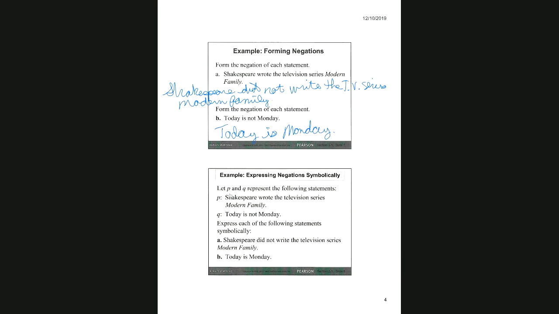Let P and Q represent the following statements. P: Shakespeare wrote the television series Modern Family. For Q, today is not Monday. So now we're going to express symbolically with the P's and the Q's. So Shakespeare did not write the television series Modern Family. That will be notated as a squiggly line P. Today is Monday. That will be a squiggly line Q because that's the opposite of not.